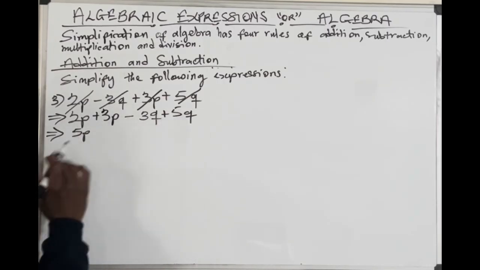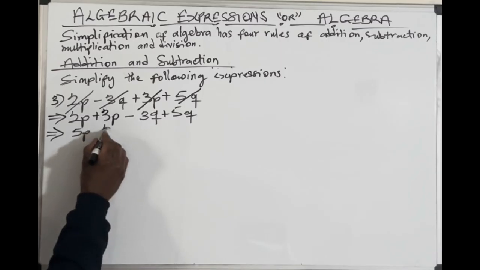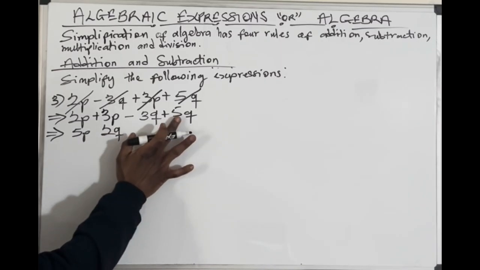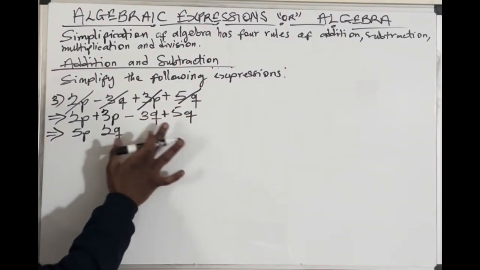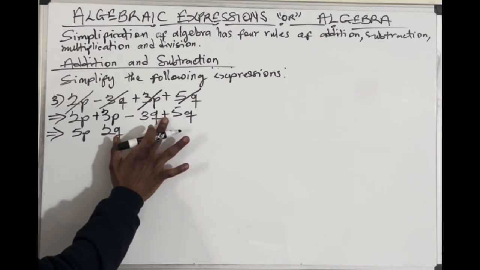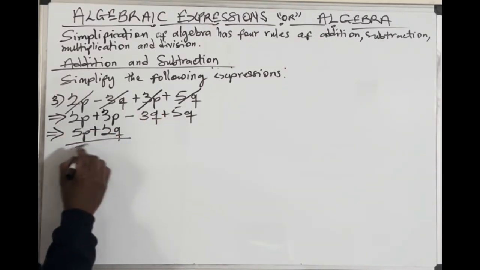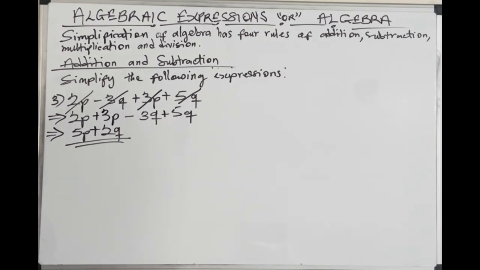So 3 from 5 will give us what? 2. And then the letter q. Number 5 is the biggest, looking at these two. Okay, now what sign is attached to it? Plus. So we just bring the plus here. So 5p plus 2q will be the final answer.